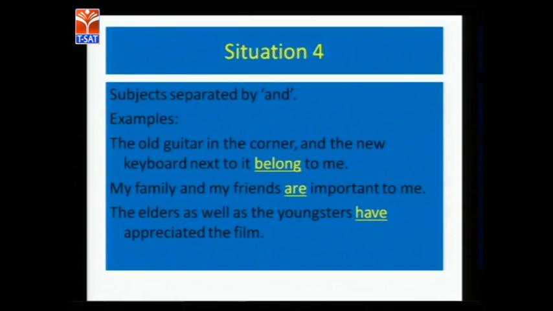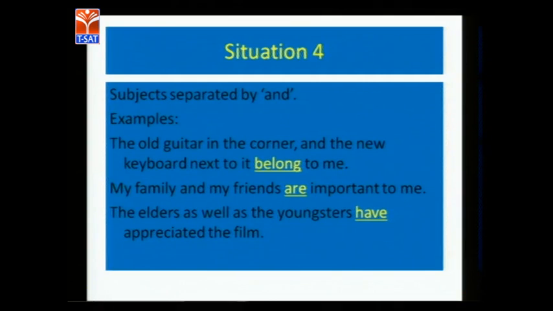If there are nouns that have to be used together, and they're both of similar kind, and they're separated with and, then you have to use the plural verb. Okay? Now let's look at the last sentence in this lot.